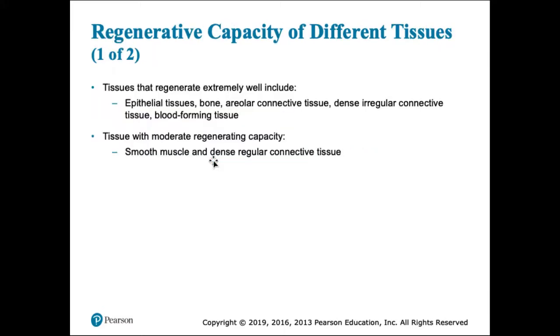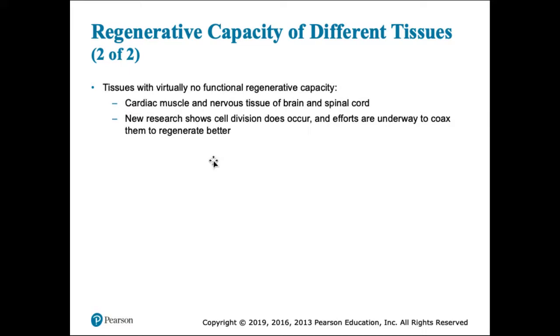Tissues that regenerate extremely well include epithelial tissues, bone, areolar connective tissue, dense irregular connective tissue, and blood-forming tissues. Tissues with moderate regenerating capability include smooth muscle and dense regular connective tissue. Unfortunately, some tissues have virtually no functional regenerative capability, such as cardiac muscle and the nervous tissue of the brain and spinal cord.